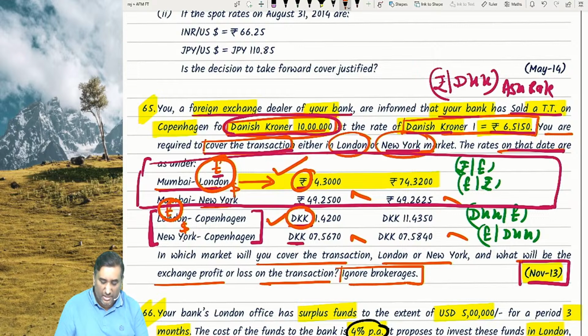So what you do is go to the London market. 1 pound is equal to rupee, rupee is equal to pound, 1 pound is equal to DKK, and DKK is equal to this. Your objective is rupee per DKK. So use the first and third to create quotations. Use the second and fourth to create the second set of quotations in New York. Quickly try that out.